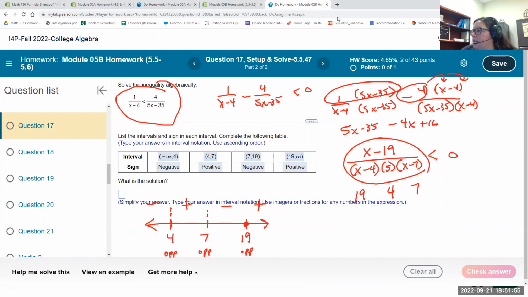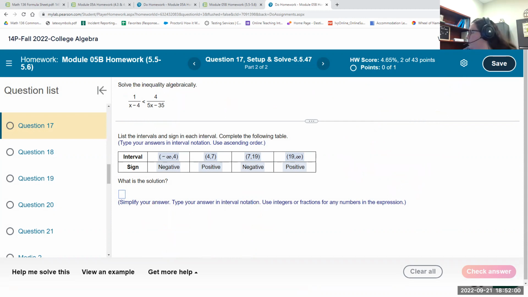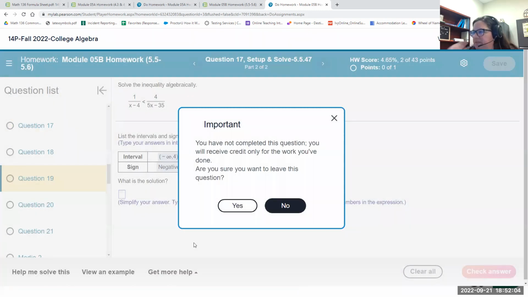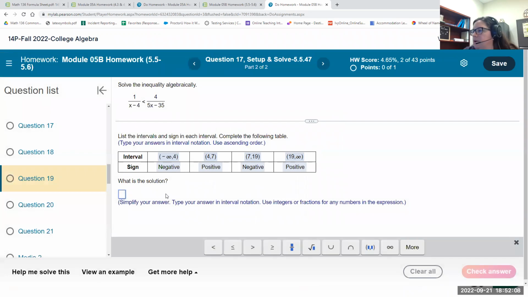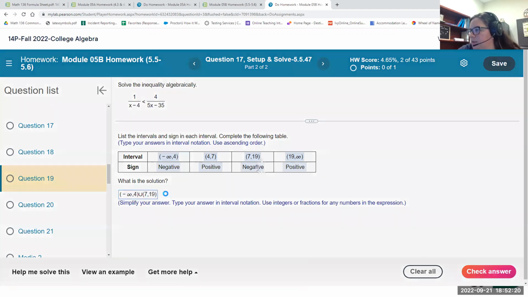So I'm going to look at another similar question to this. So this is number 19. What is the solution? Okay, so yeah, we're looking for the less than, so looking for the negative. So negative infinity to 4 and 7 to 19.